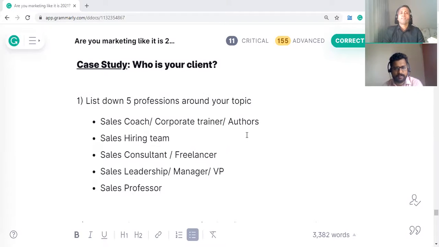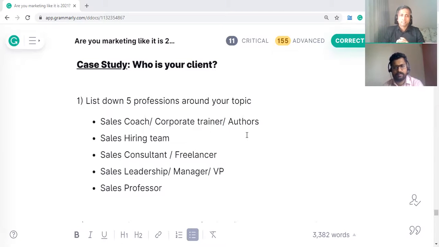So these are the 5 professions. We have kept it a bit more generic so that it explains what kind of profession that can be. So one is a sales coach, corporate trainer, author. The second one is the hiring team of a sales. So this is an allied profession related to the topic. They are not actually a part of the sales, but they help companies to hire sales team. So it's a different skill.